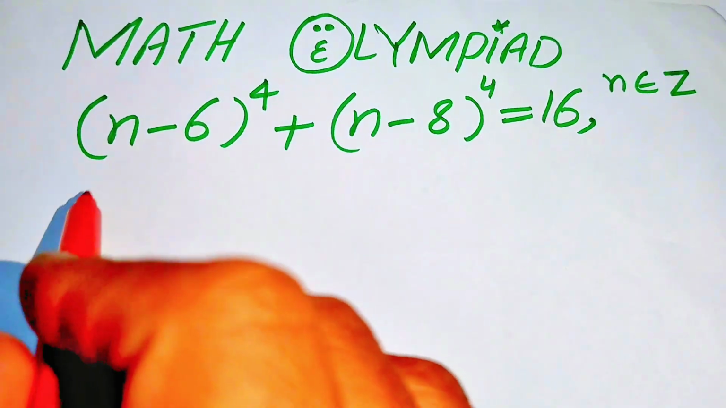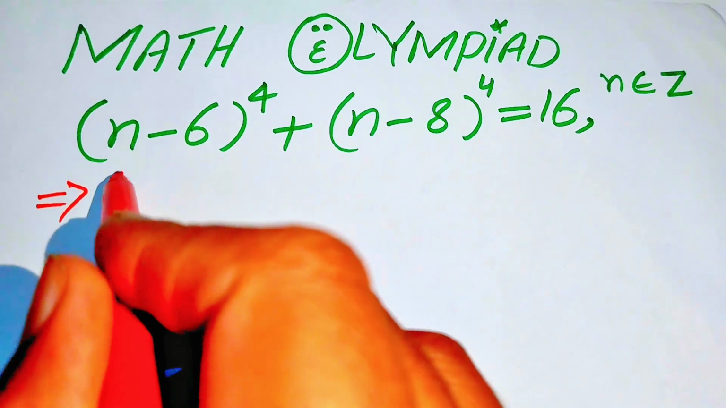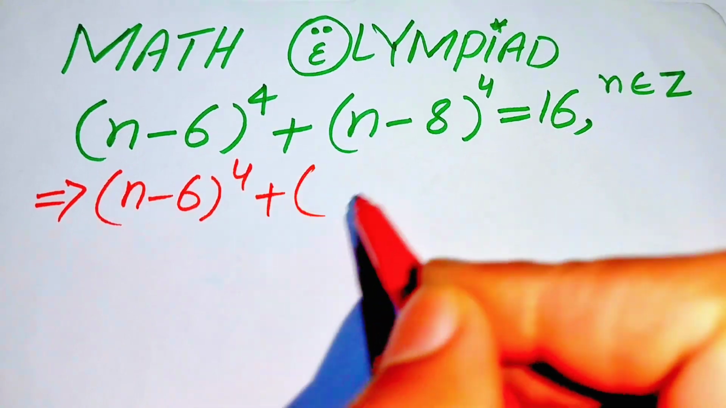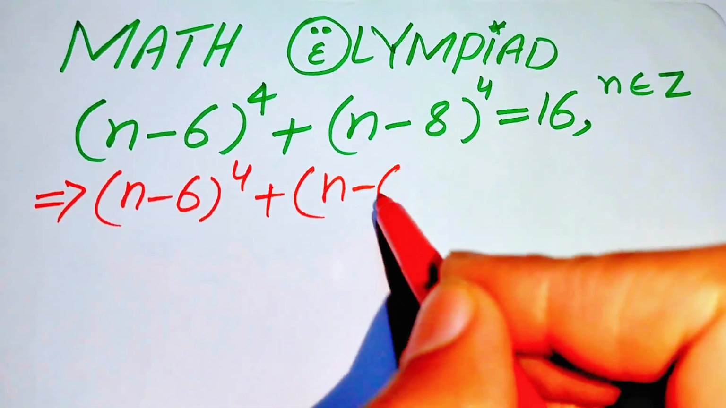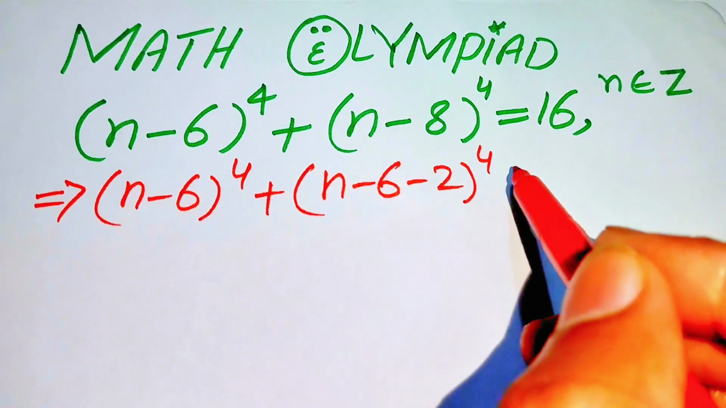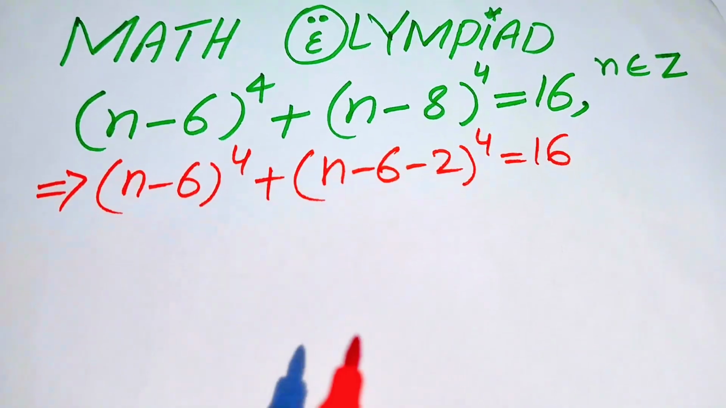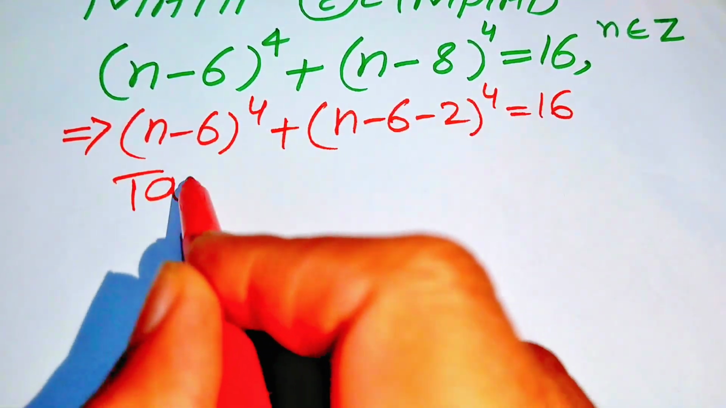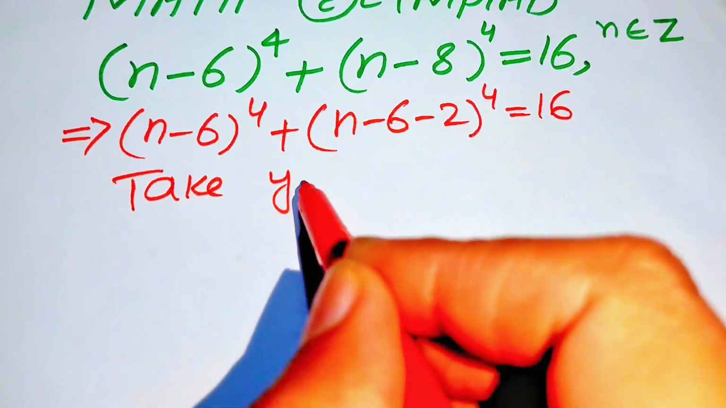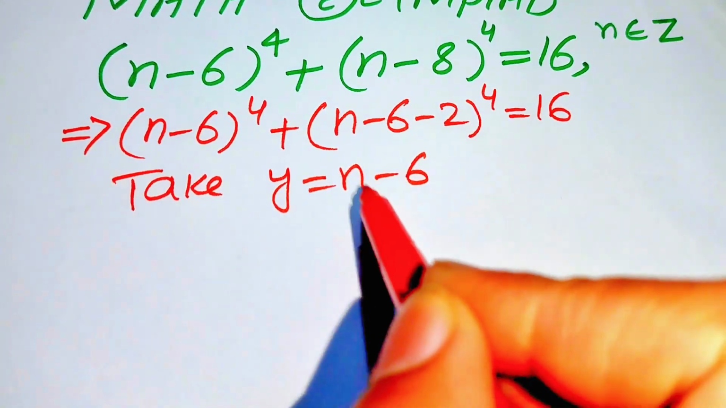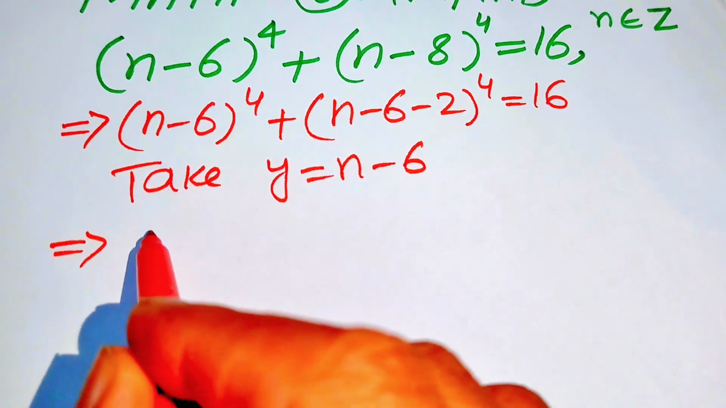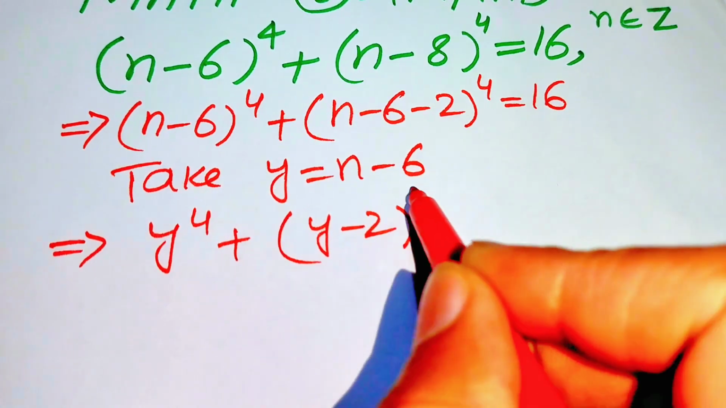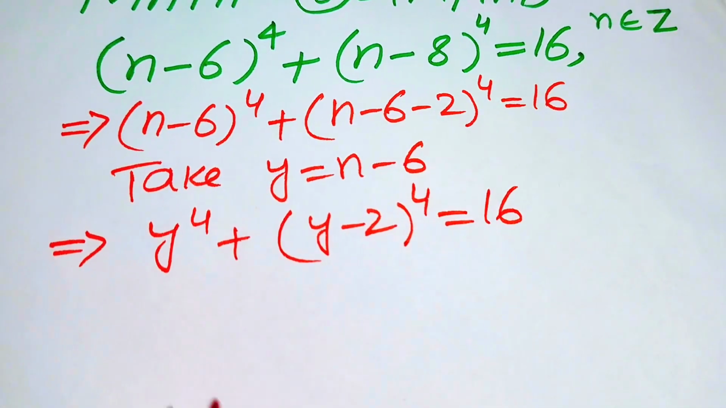Here, first we rewrite this equation in this form. We have (n - 6)^4 plus we rewrite this term as (n - 6 - 2)^4 equals 16. So here you see that we have n - 6 as a common term, so we take n - 6 equals y, and we substitute this value in the above equation, and it will be written as y^4 + (y - 2)^4 = 16.